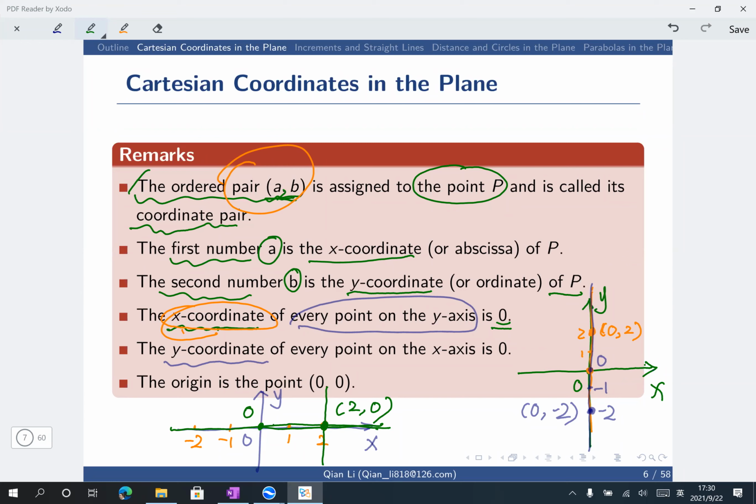So the ordered pair of this point is (2, 0), and the ordered pair of this point will be (-1, 0), right? So the y coordinate of every point on the x-axis will be 0. And the origin, the intersection point of the x-axis and the y-axis, will be (0, 0). Okay, let's see some other examples.